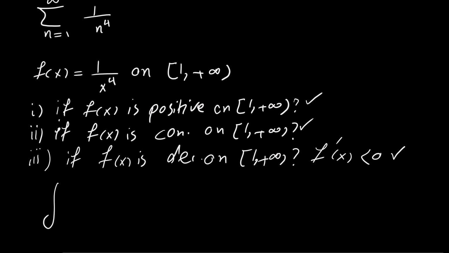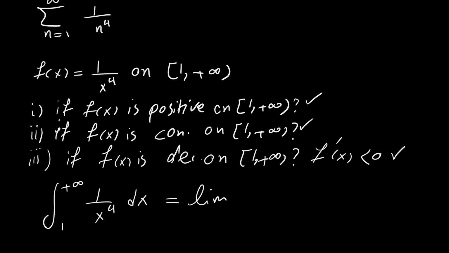And I know that the integral from 1 to positive infinity of the function 1 over x to power 4 dx behaves the same as the sigma 1 over n to power 4 from 1 to positive infinity. Now let's calculate this integral. It is an easy one. It's an improper integral, because it's from 1 to positive infinity. First of all, we need to write it as the limit as b goes to positive infinity of the integral from 1 to b of x to power negative 4 dx.